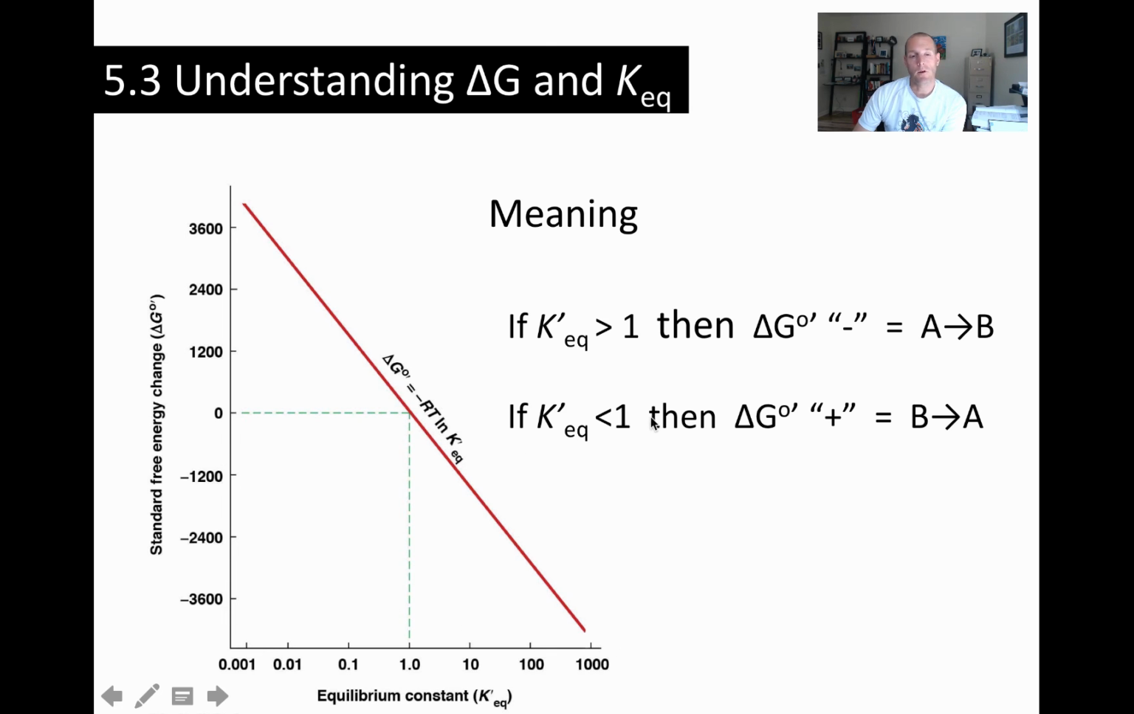Now, if the equilibrium constant is less than 1, then the standard free energy change can be positive. We're going to be up here, and the reverse reaction will occur spontaneously. B will be converted to A. Now, under these conditions here, if you want to convert A to B, you've got to do some work. So if we flip this arrow around and make A be converted to B, under these conditions, then you've got to do some work.